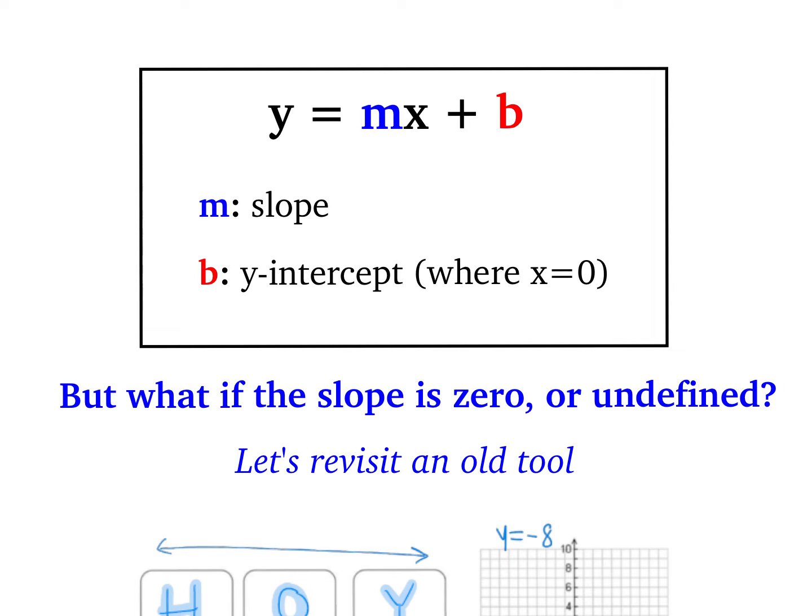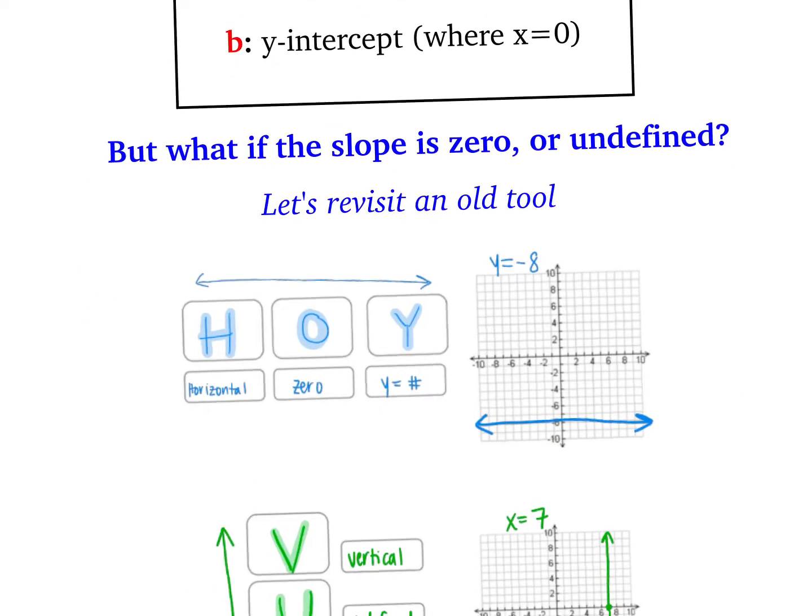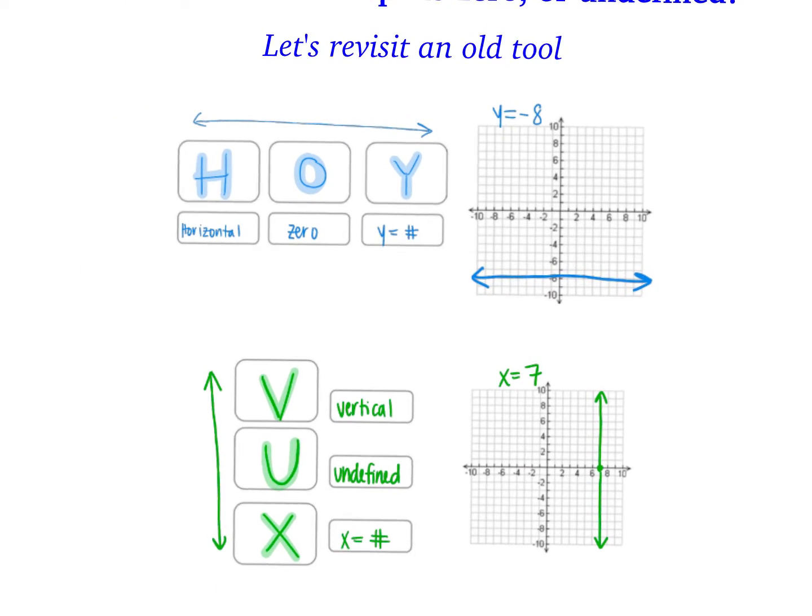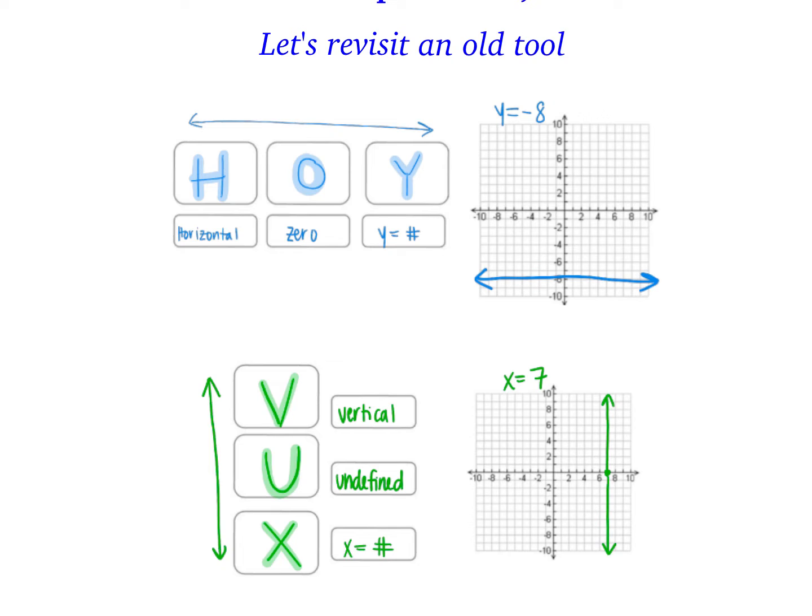So the problem is, well, what if your slope is 0, or what if your slope is undefined? And we've already learned a tool in the last video to help us with this. So we remembered these little abbreviations, and they're awkward at first, of HOY and VUX. HOY helps us remember that y equals has that 0 slope or a horizontal graph, whereas VUX helps us remember that x equals a number has an undefined slope or a vertical graph.